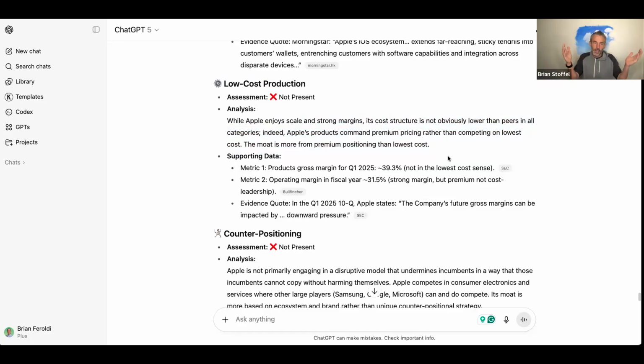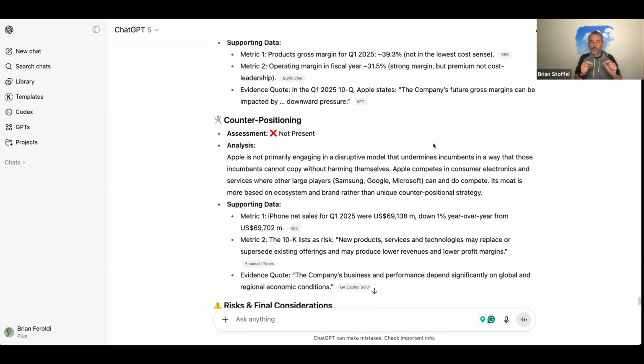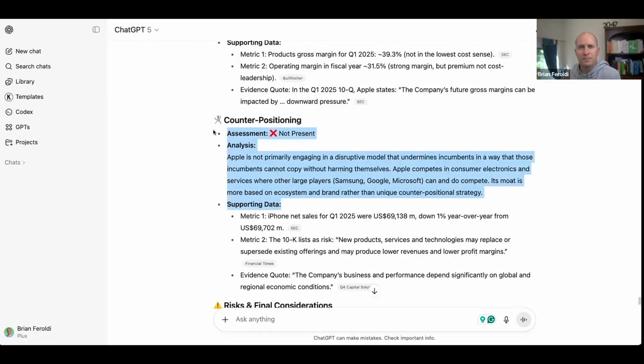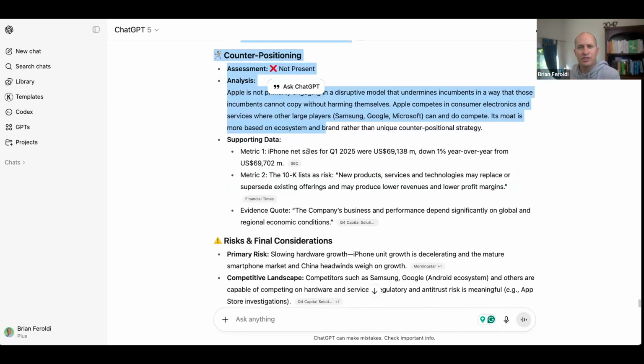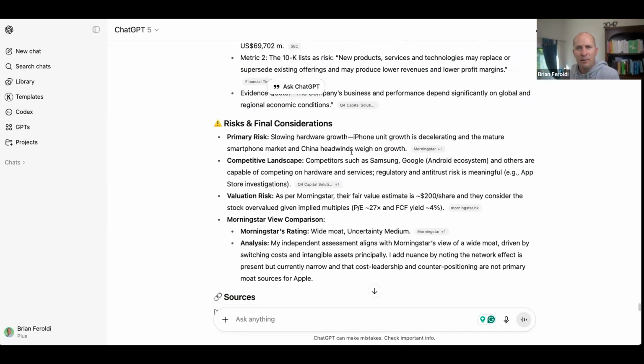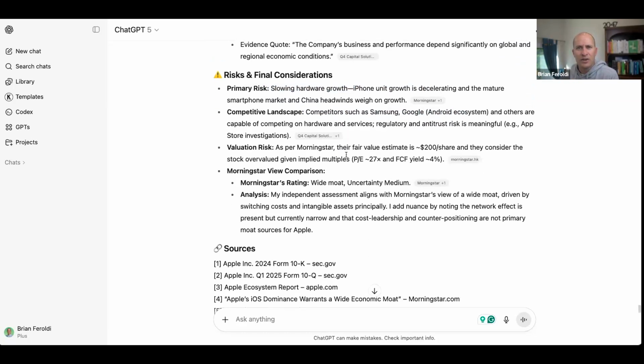The thing that I was talking about with the App Store is, there are many different ways that you can interpret that, and so I think they're just talking about the products, the computers, the things that you can hold, and I agree with that. Yeah, I would say so too. And then I would say no counter positioning at all. Now, biggest risks are slowing hardware growth, the competitive landscape, Samsung, Google, and others.